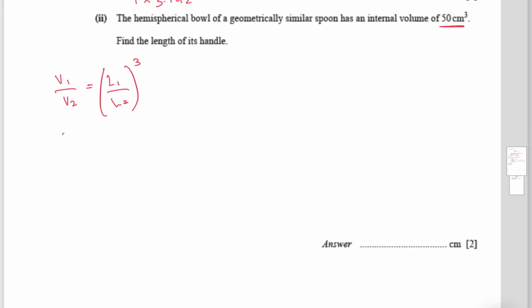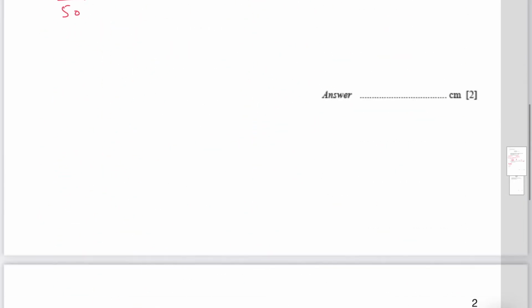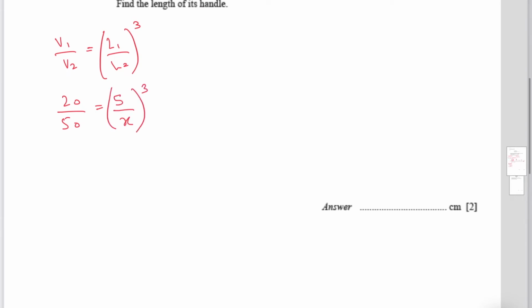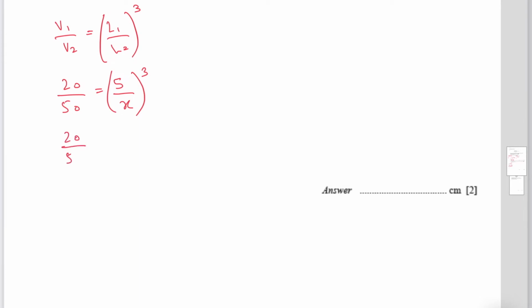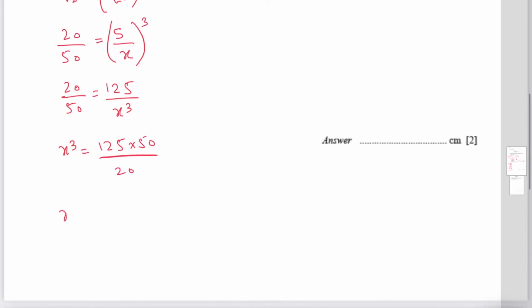Okay, so the first one was 20 centimeter cube, that's the volume of the first shape. The second one was 50. The length of the first spoon's handle was 5 centimeters. So you write 5 over x, which is the unknown, and this is cubed. So when you open this, you get 20 over 50 equal to 125 over x cubed. So x cubed is equal to 125 times 50 divided by 20. Let's see what it is. 125 times 50 divided by 20 and we get 312.5.